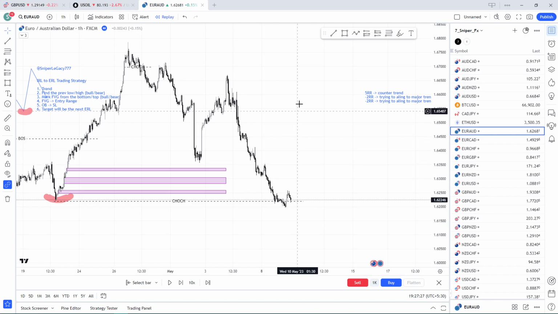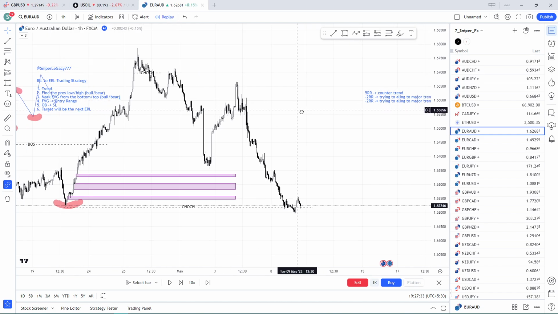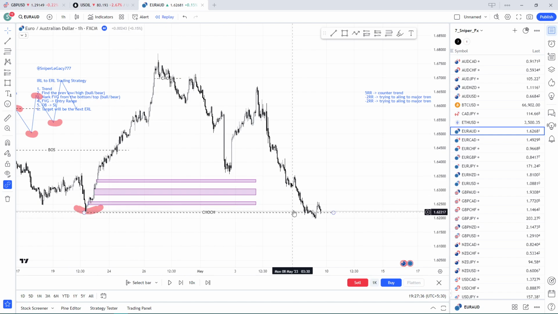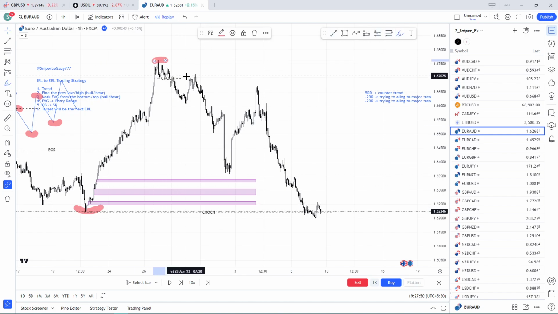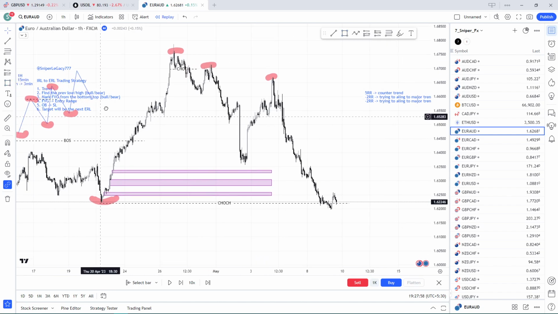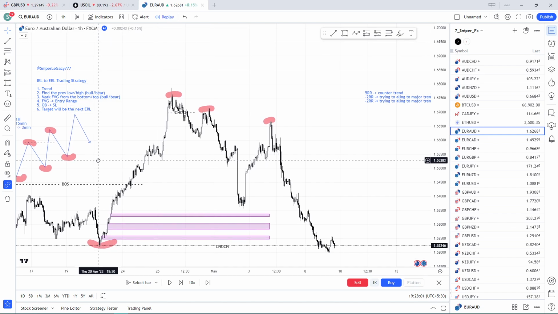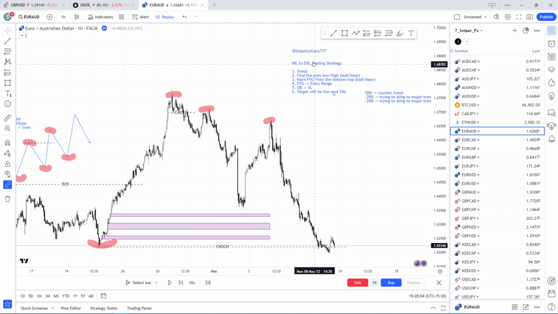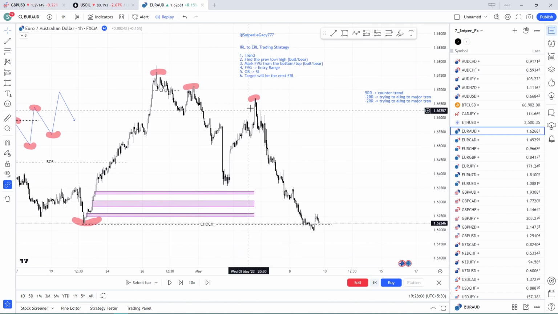Now let us do the drill again. I know the trend is bearish because it broke the major low. I know this is CHOCH, but this trend has already become bearish. The trend has to be bearish to break this, right? So now this is our high, this is our high, this is our high. I know the trend is bearish. I just put this here so that it's clear for all of you guys.